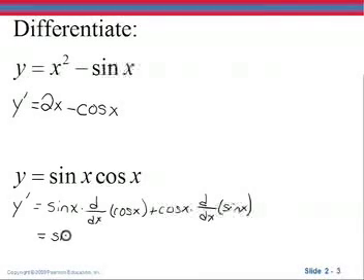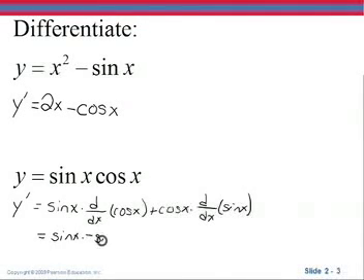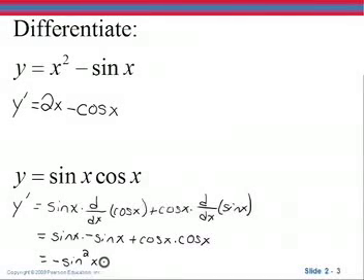This gives us sine x times the derivative of cosine x, which is negative sine x, plus cosine x times the derivative of sine x, which is also cosine x. And that gives us sine x times negative sine x is negative sine squared x, plus cosine x times cosine x is cosine squared x. So if y equals sine x cosine x, y prime is negative sine squared x plus cosine squared x.